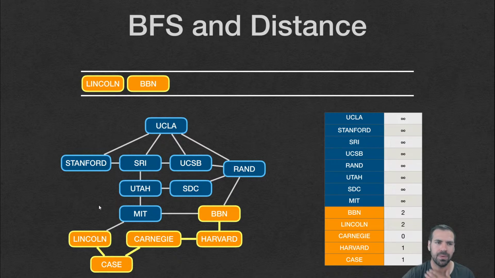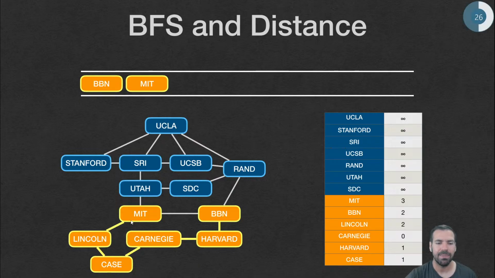then we DQ Lincoln. And this is where we're going to see that tie between Lincoln and BBN. One of them is going to discover MIT and the other one isn't. Which one? Well, it's whatever one was in the queue first. Lincoln is going to explore MIT. So we DQ Lincoln, check MIT, mark it as visited, in-queue it, and set its distance to 3, which is Lincoln's distance plus 1. Lincoln checks case. Case has already been explored. Don't do anything with case.